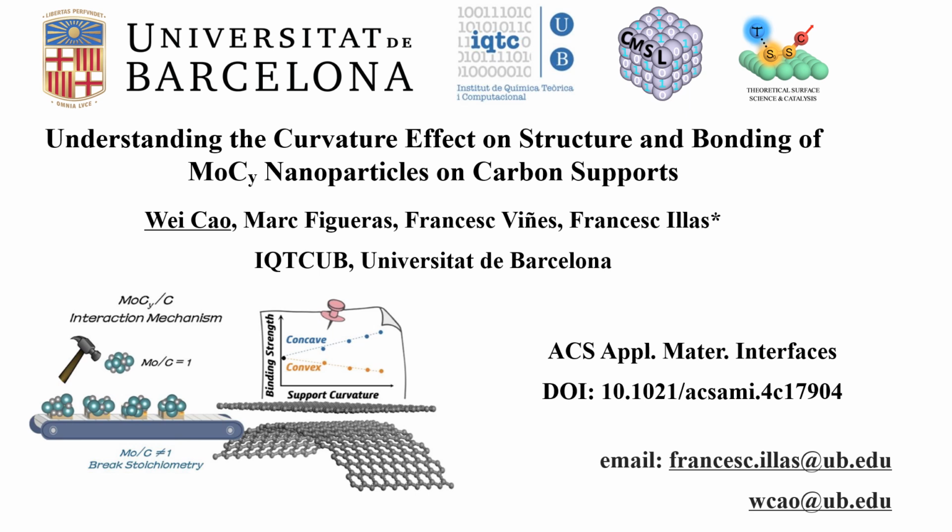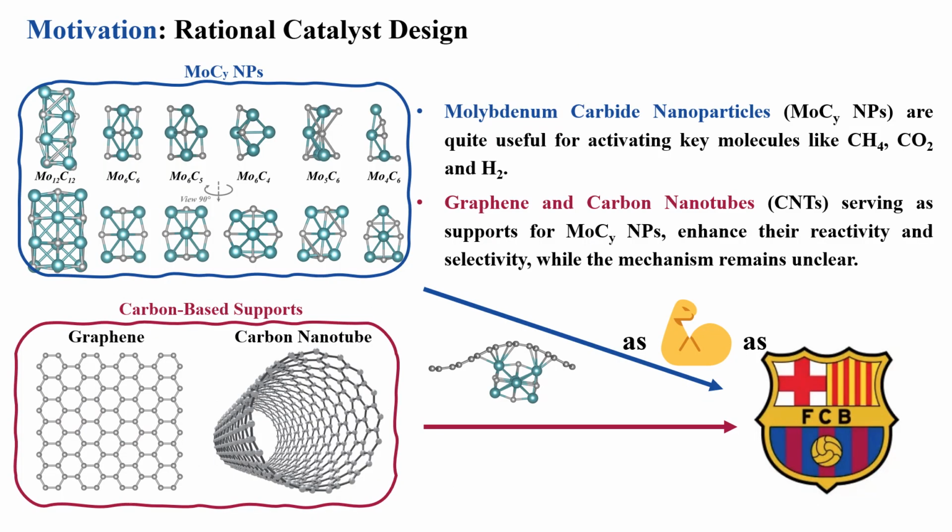Our study focuses on understanding the interaction between the molybdenum carbide nanoparticles and the carbon supports. So first, the transition metal carbides, like the molybdenum carbide here, are promising for many catalysis reactions. And recently, people find they may have better performance with the carbon support, including the graphene and also carbon nanotube. But the interaction between them is not well understood.